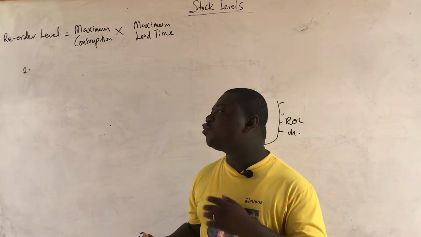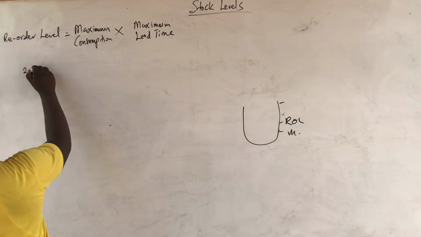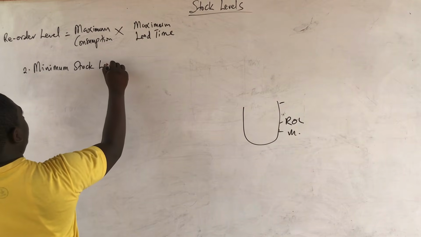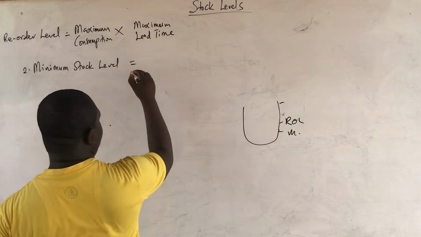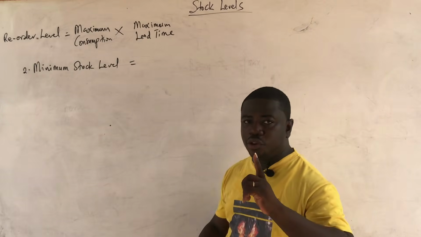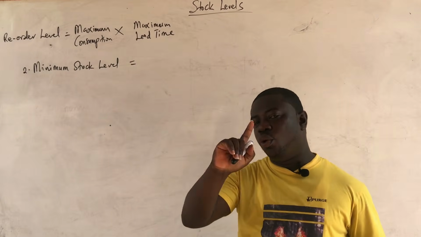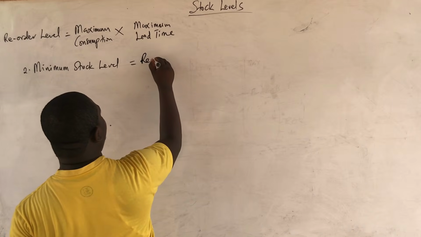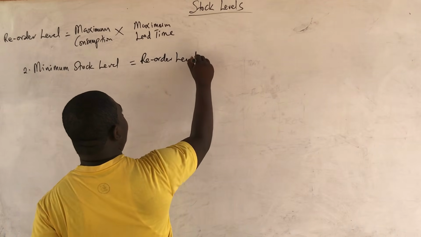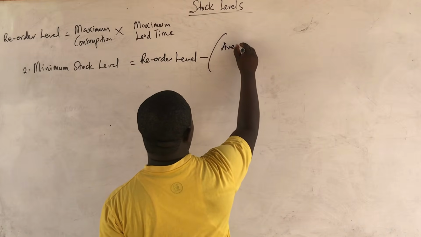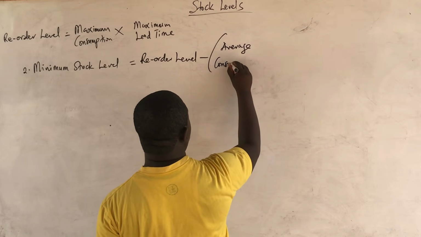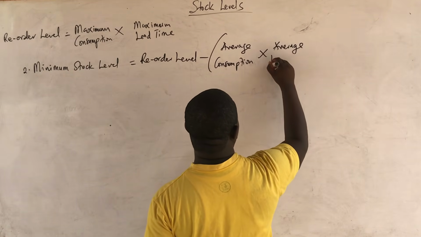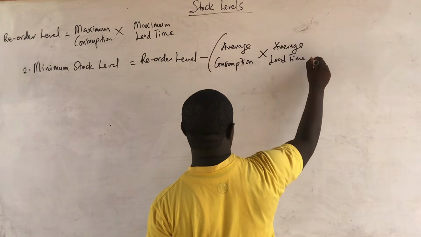Now, the next formula that we have to pay attention to is the minimum stock level. We all know that the minimum stock level is set below the reorder level. And so the minimum stock level is your reorder level minus average consumption times your average lead time. And in this case, lead time means reorder period.